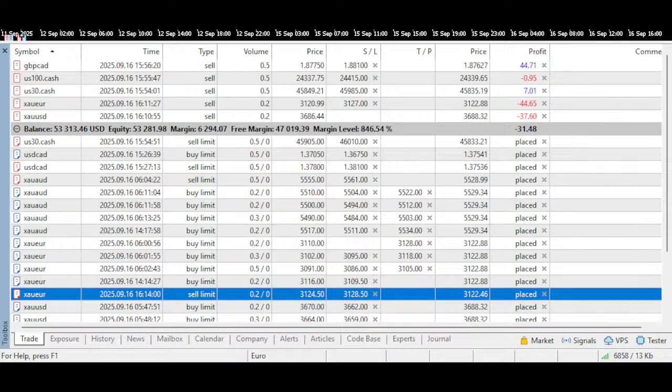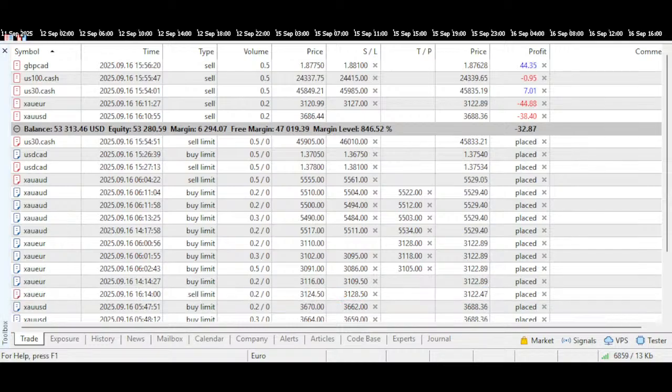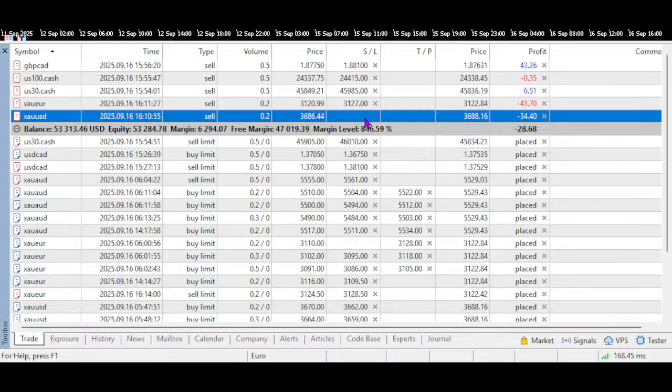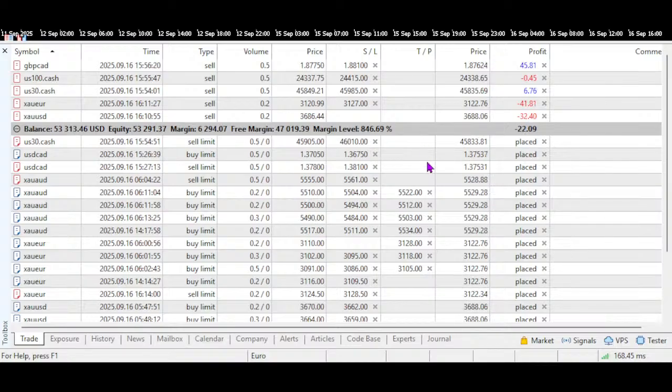Then for the gold US, we want to sell at 88, then the stop at 93.5. So the earlier one, the stop we need to put 91.5.